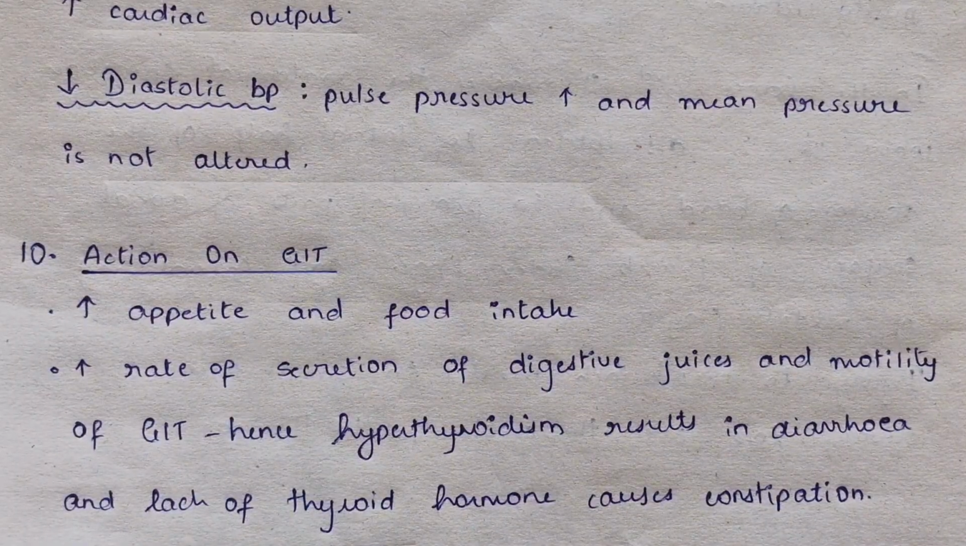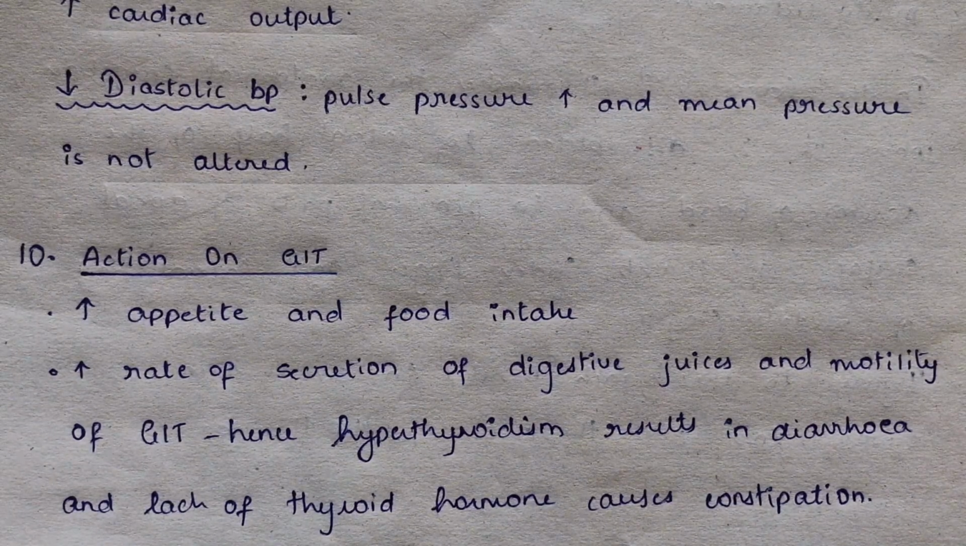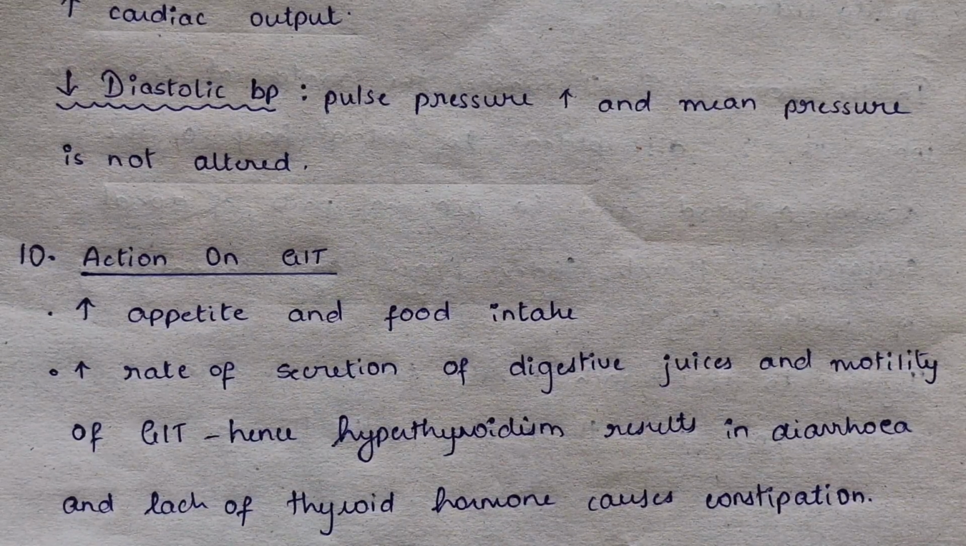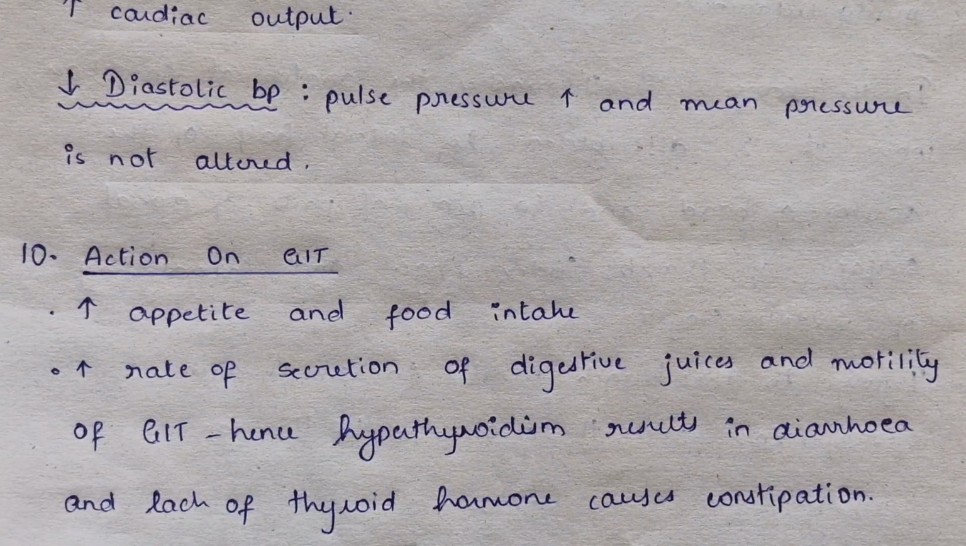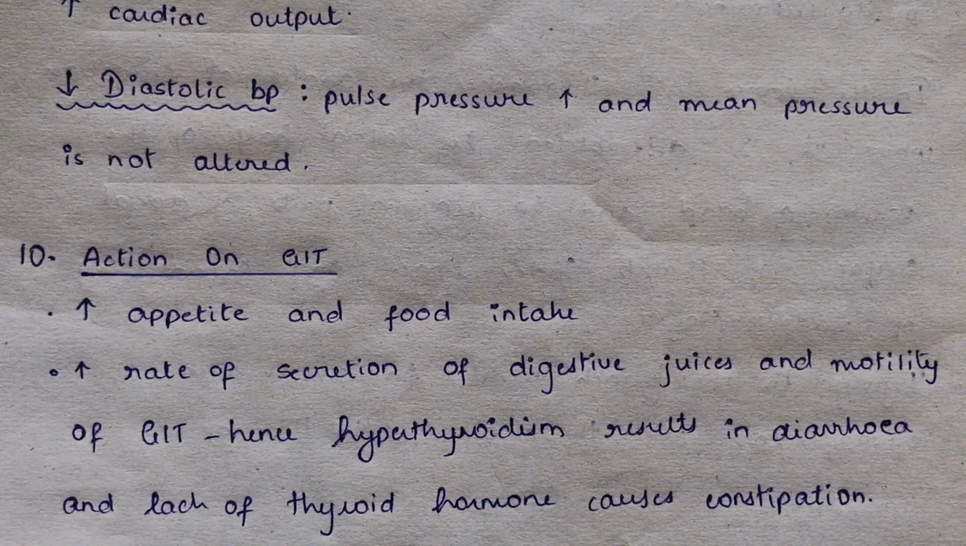The 10th function is action on GIT. It increases the appetite and the food intake. It increases the rate of secretion of digestive juices and the motility of the GIT. Hence, hyperthyroidism results in diarrhea and lack of thyroid hormone causes constipation.